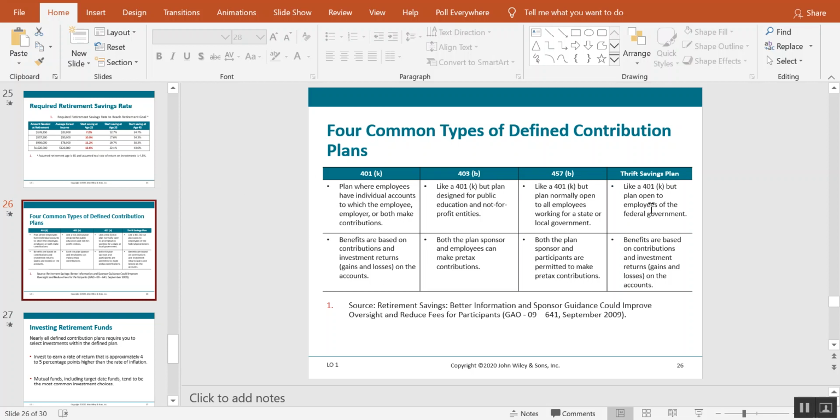Know what these are. Know what the difference between them are. You know, 401k is different from a 403b because of the people who are eligible to participate. So in a 401k, you're working for a private employer. A 403b, you're working in education, public education. 457b is for employees in state government or local government, and then a thrift savings plan is for employees of the federal government.